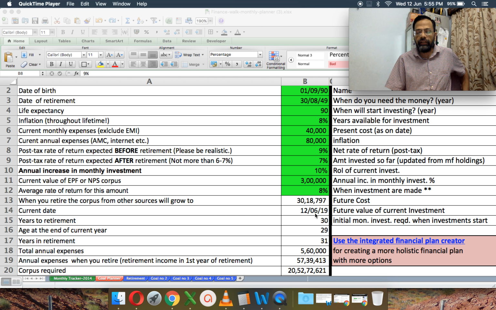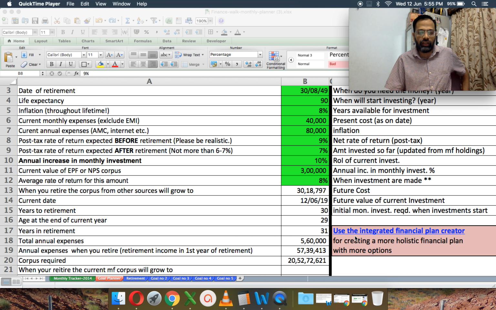So that's the current date. Every day it will change the date. You don't need to do it every day, but it's auto done. Years to retirement is 30. Age at the end of the current year is 29. Years in retirement, that is after retiring, he will be alive for 31 years. And the total annual expenses is 5,60,000 now. And the annual expenses when the person retires, that is in the first year of retirement, will be 57,39,000 something. And this should be the retirement income in the first year. Then the retirement income should increase year on year at the rate of 8%.